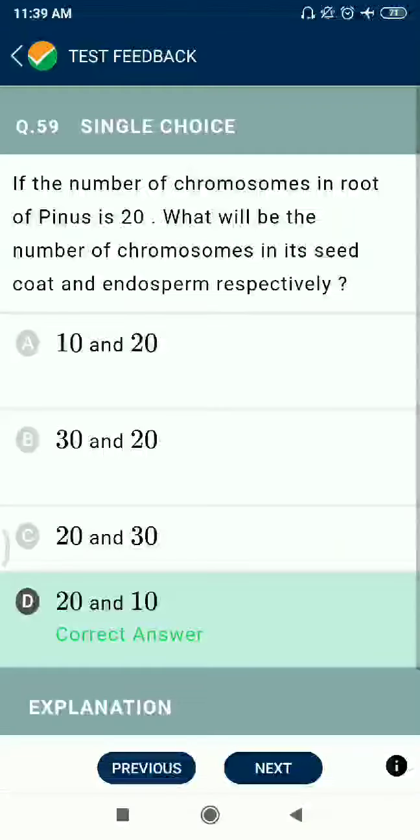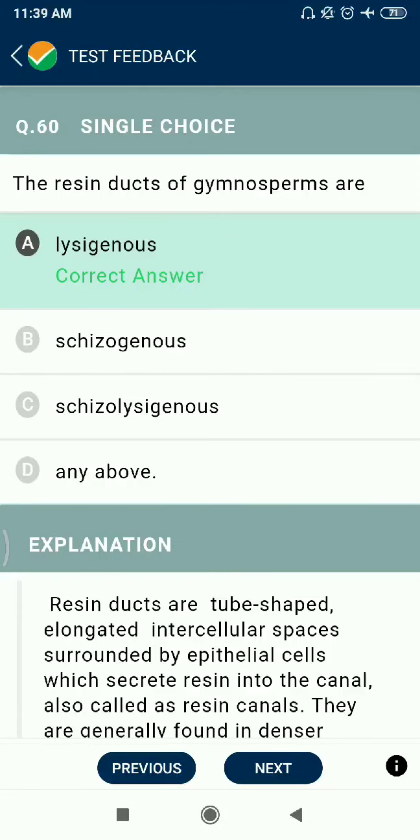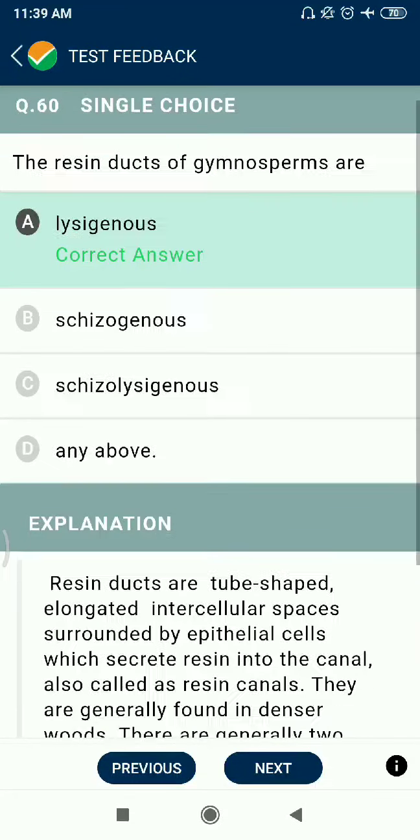Question 59. If the number of chromosomes in root of pea is 20, what will be the number of chromosomes in its seed coat and endosperm respectively? 20 and 10. Question 60. The resin ducts of gymnosperms are lysigenous.